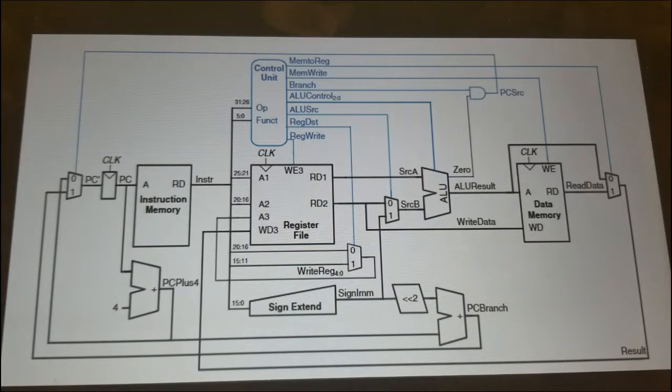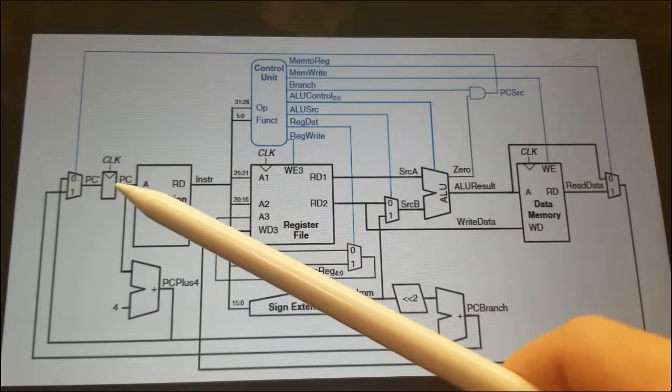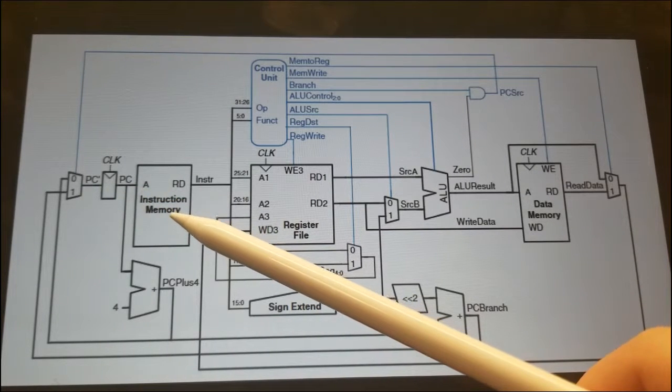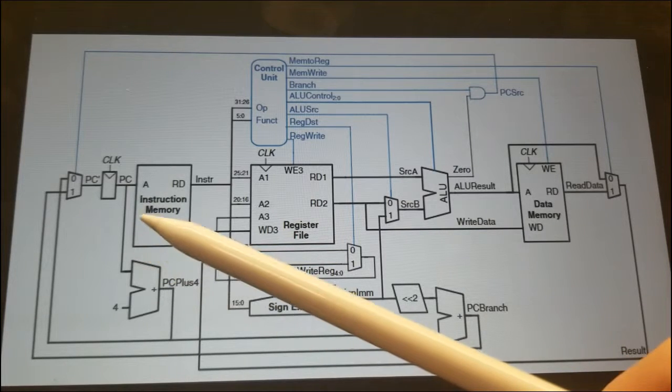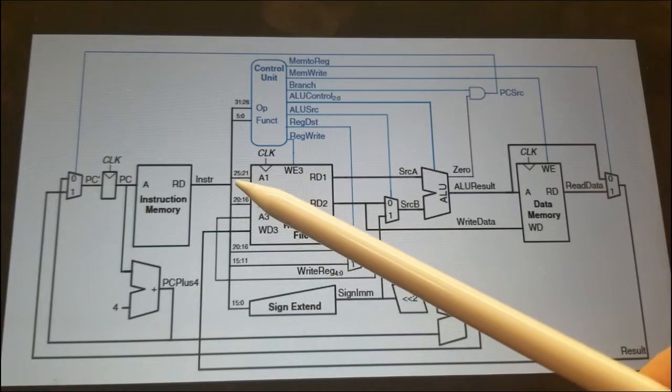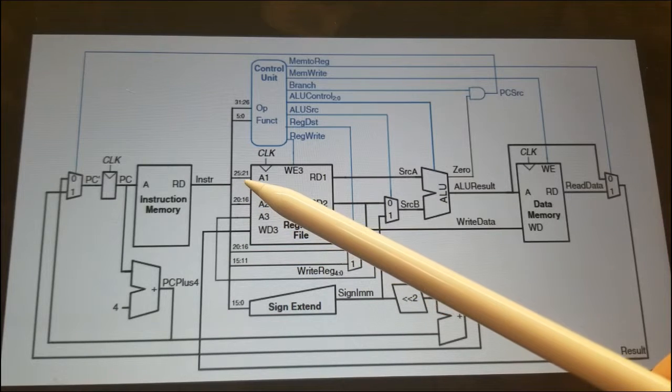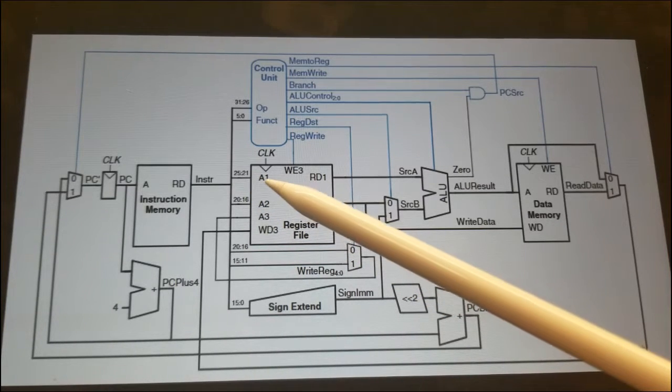Now I'm going to explain how the processor works. First, when the clock rises once, the current instruction is sent by the PC to the ROM, and then the ROM reads out a 32-bit instruction. First, for the LW instruction, it passes bits 25 to 21, the base address, to read port A1 of the register file.